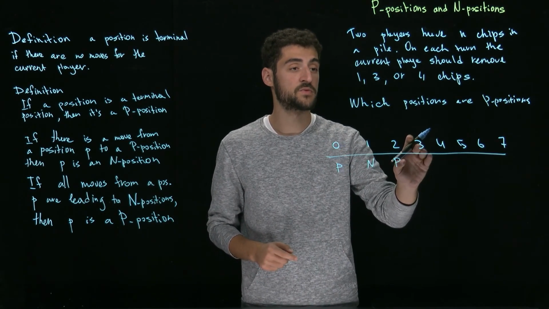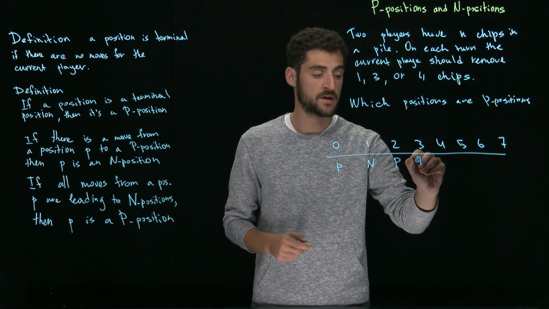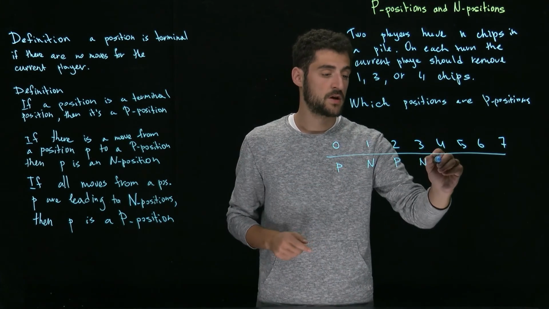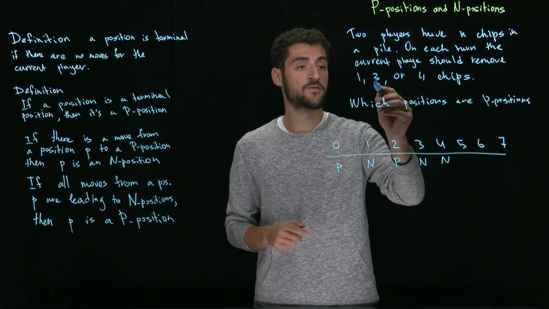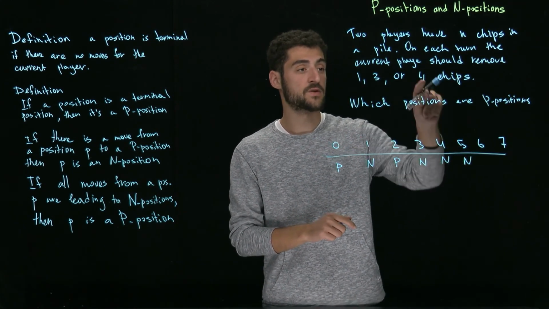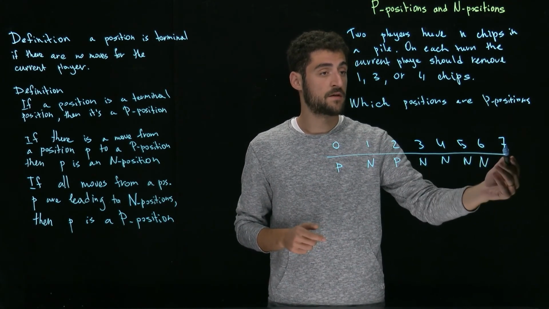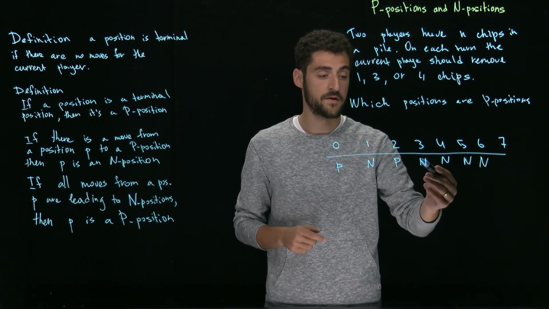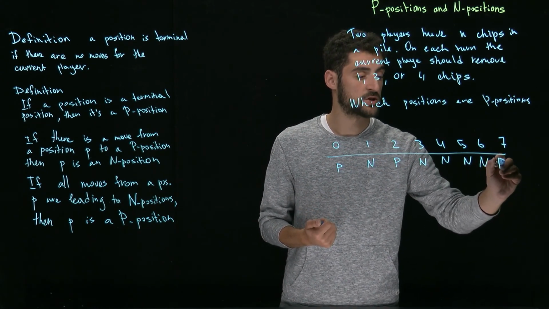If you have 3 chips, we can remove all 3 of them and go to a 0, which is a P position. So this is an N position. If you have 4, similarly, we can remove all 4 of them, go to a P position, so it's an N position. If you have 5, we can remove 3, go to 2, which is a P position, so it's an N position. From 6, we can remove 4, go to 2, which is a P position, so it's an N position. From 7, we can go to 6, we can go to 4, or we can go to 3. And all of them are N positions, so this is a P position.